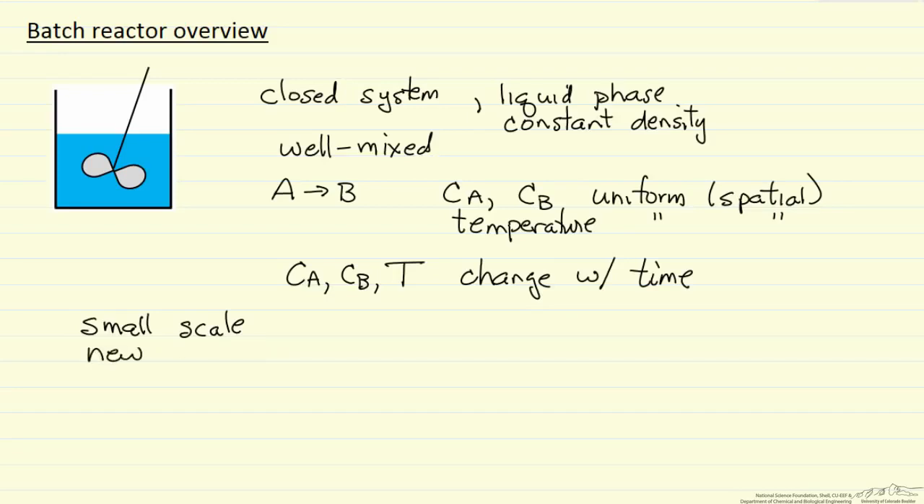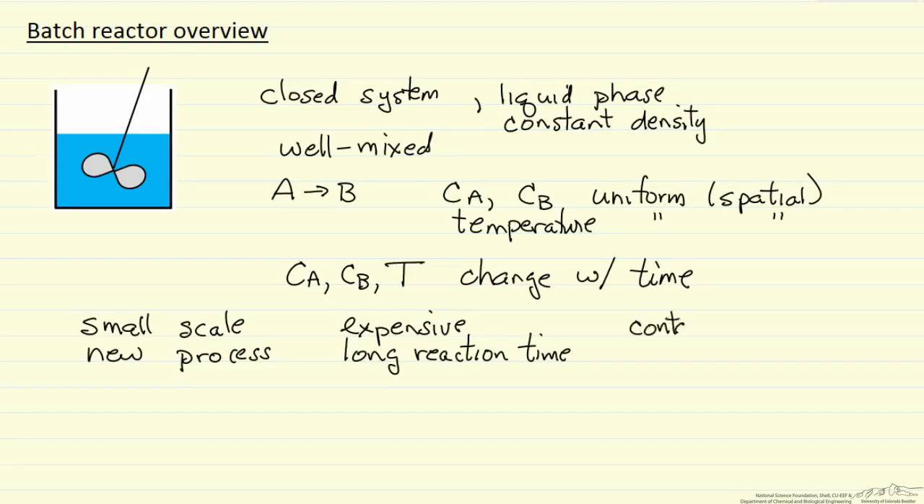Sometimes we have a new process. We want to determine how we're going to carry it out, so we initially do it on a small scale, in a batch reactor. If we have very expensive reactants or products, then a batch reactor might be appropriate. If we have a very long reaction time, then instead of a continuous flow reactor, a batch reactor might be. And then if we have the case where contamination can affect our product, for example, in fermentation, then a batch reactor is appropriate. The other use is that batch reactors can be used to make multiple products sequentially.